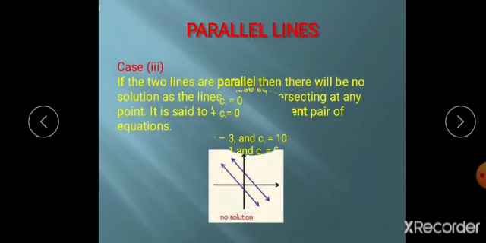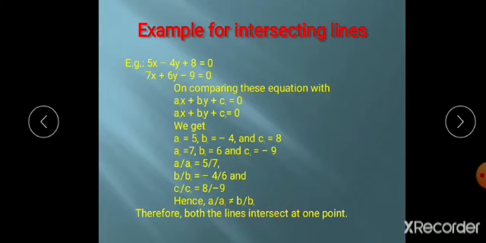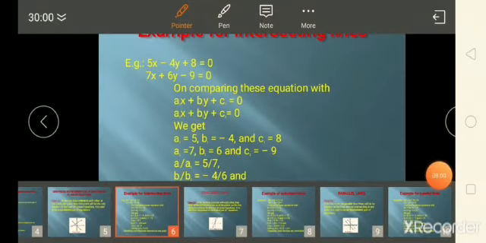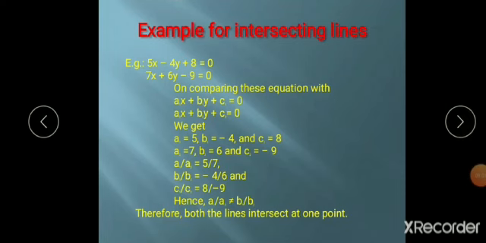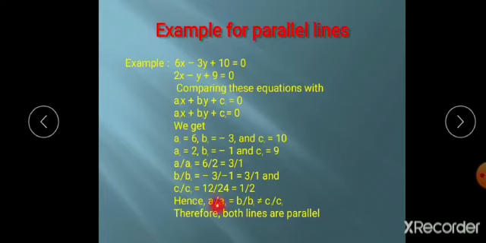So in the first condition, a1 by a2 is not equal to b1 by b2, then intersecting lines. In the second condition, a1 by a2 is equal to b1 by b2 is equal to c1 by c2, they are called coincident lines. And third condition, a1 by a2 is equal to b1 by b2 but not equal to c1 by c2, they are called parallel lines. When they are not having a solution, it is also called inconsistent.